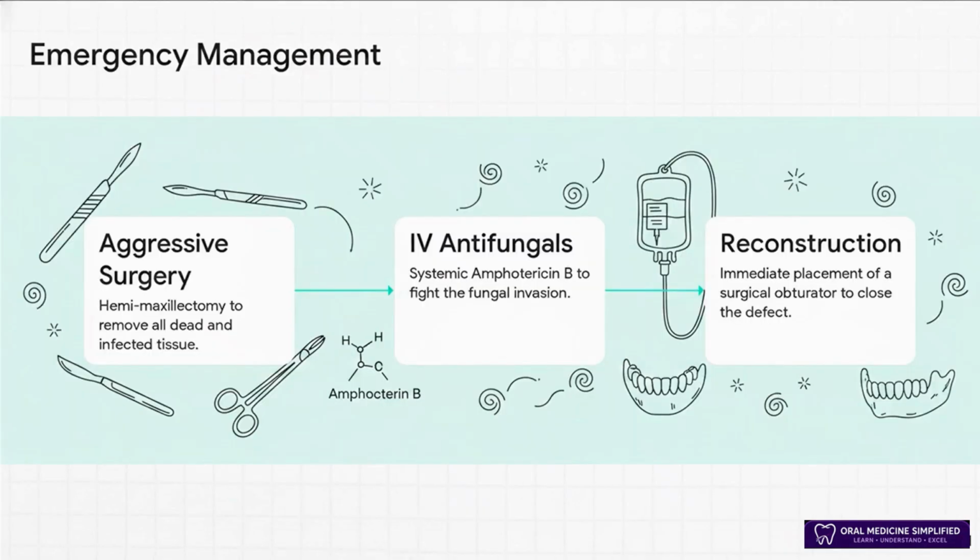Now, management. There's no conservative approach here. This is aggressive, immediate, and life-saving. First, surgical debridement. Everything necrotic must go. In this case, hemimaxillectomy. Half of the maxilla removed. Second, intravenous antifungals. Amphotericin B, high dose, no delay. And third, immediate reconstruction, stabilization of the patient, control diabetes, reverse immunosuppression. Because if you wait, this spreads to the orbit, to the brain, and mortality skyrockets. This is not treatment. This is intervention to save a life.